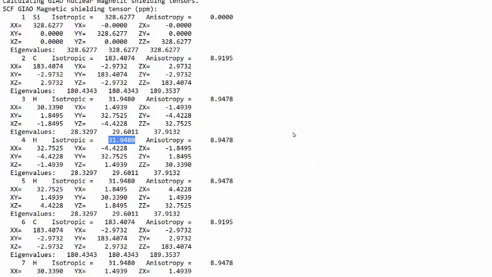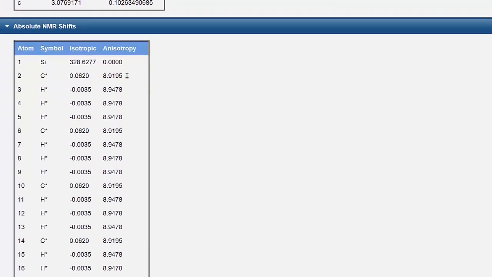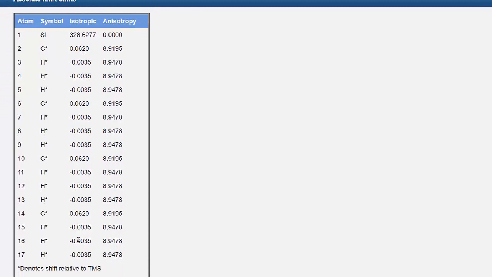So when we do a Gaussian calculation, we have to take this isotropic value and subtract it from the reference value of TMS. And that's where we get those zeros that were reported in the summary table. That subtraction has already taken place. That's why we see zero values for the carbons and the hydrogens here in the WebMO summary.